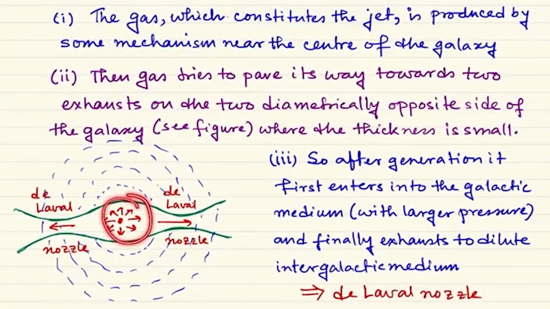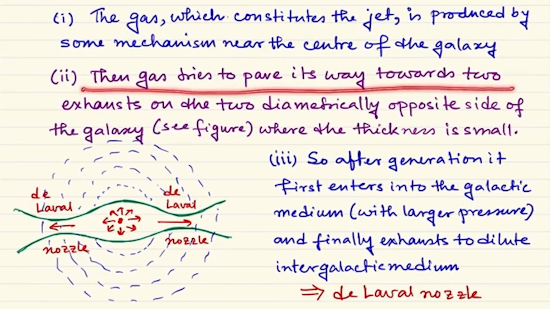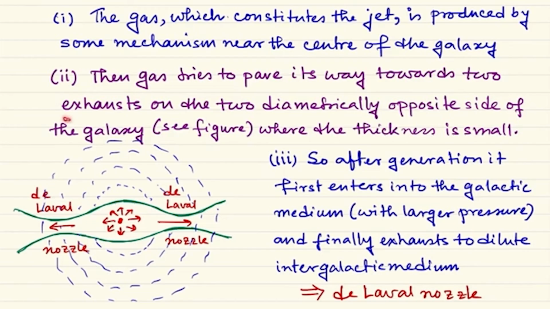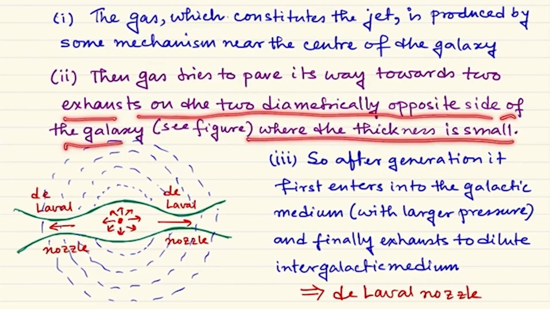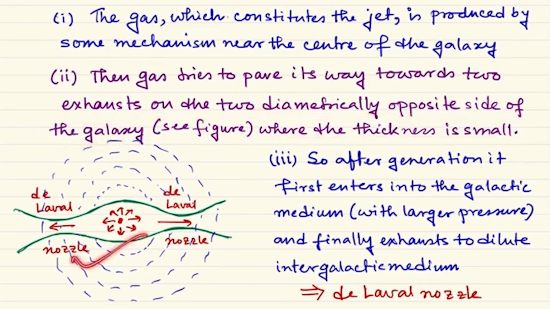The jet is generated here near the center of the galaxy, and then the gas tries to pave its way towards two exhausts on the two diametrically opposite sides of the galaxy where the thickness is small. This highly energetic and light gas will try to pave its way out of the galactic medium to the outer medium, and they will search for the paths where there is least resistance. That means they will search for the path where the thickness is small.